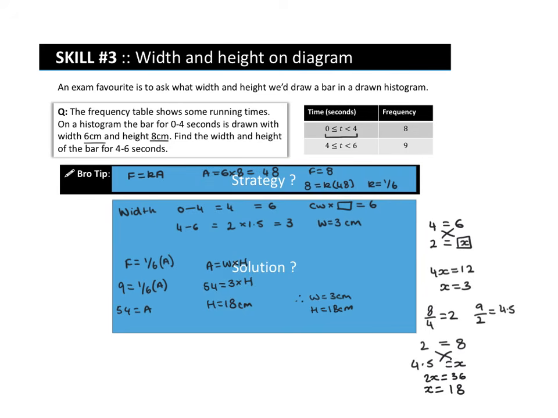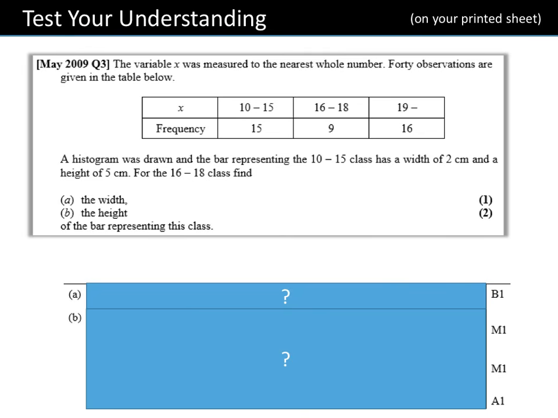Okay. Either way is correct, as long as you understand what's going on. Essentially, this is the same way, and this is cross multiplication. I don't mind which way you use as long as you understand what's going on. Okay, test your understanding.